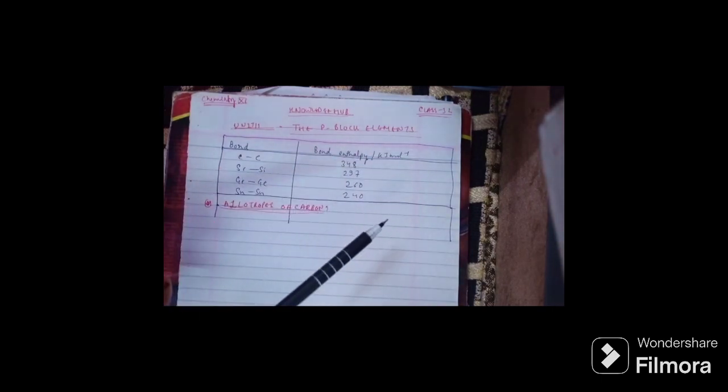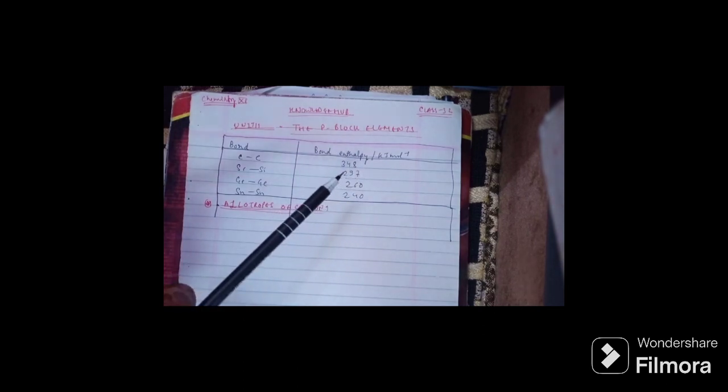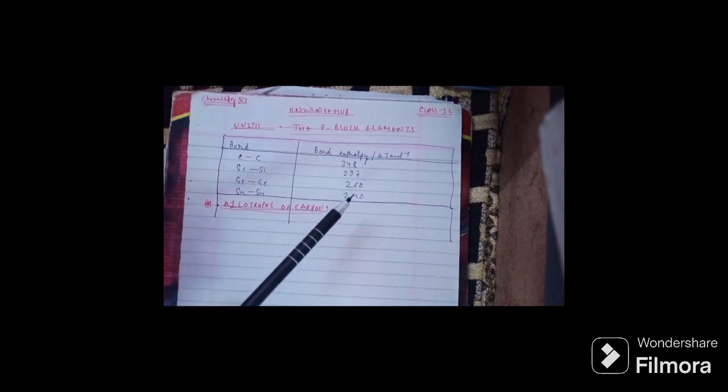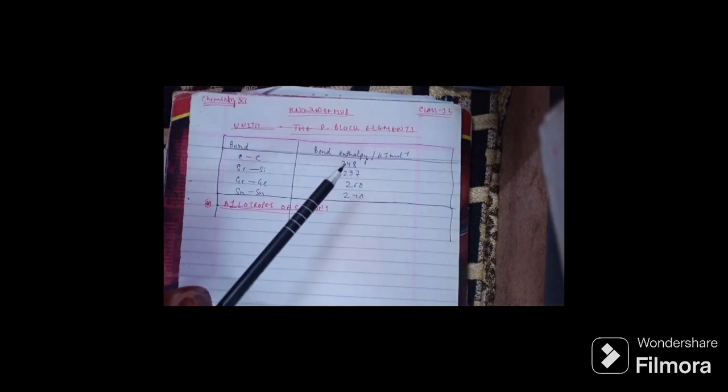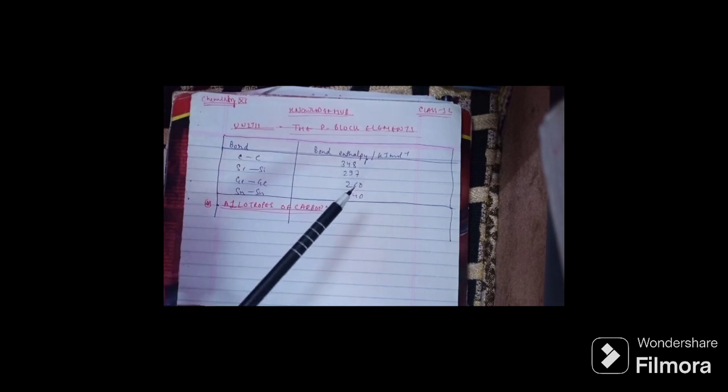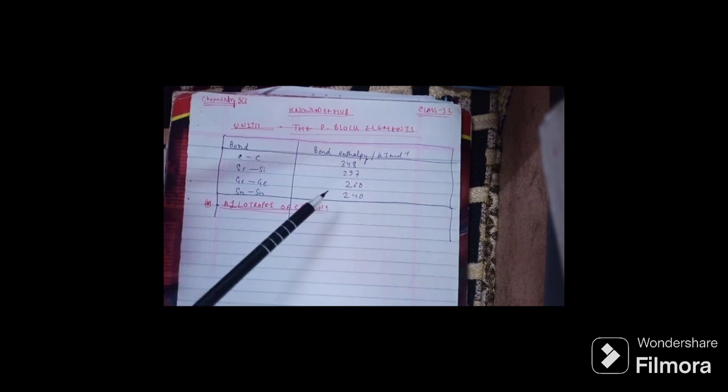Allotropes of carbon. Here carbon exhibits allotropic forms, both crystalline as well as amorphous. Diamond and graphite are the two well-known crystalline forms of carbon. In 1985, the third form of carbon, known as fullerenes, was discovered by H.W. Kroto, E. Smalley and R.F. Curl. For this discovery, they were awarded the Nobel Prize in 1996.